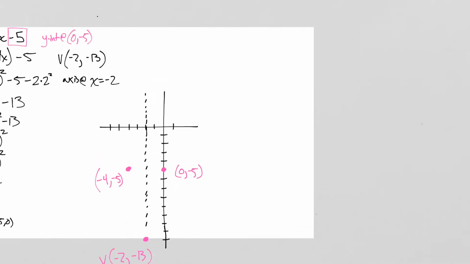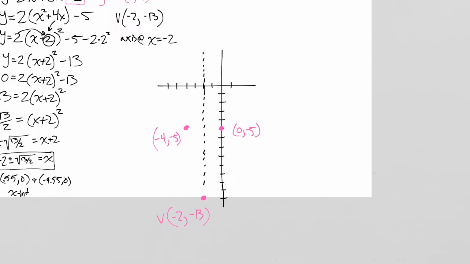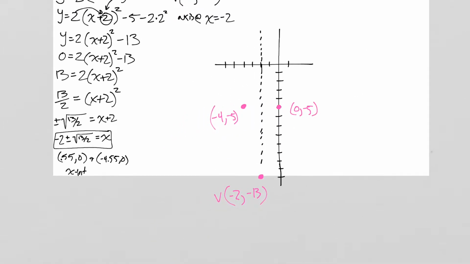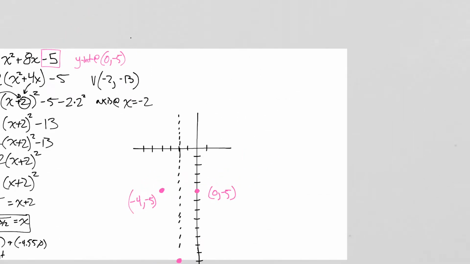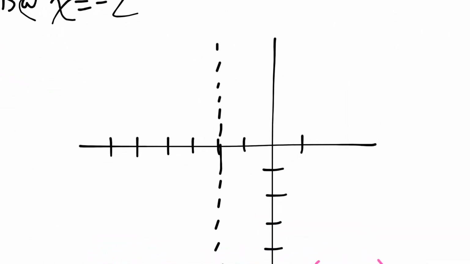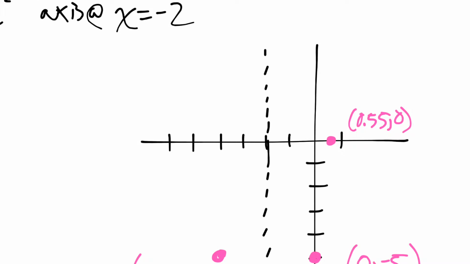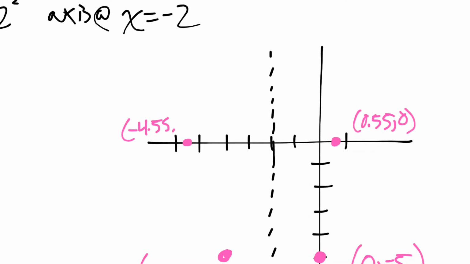And now our x-intercepts, which are at 0.55 and -4.55. So 0.55 is going to be right about there. So call that (0.55, 0). And then -4.5-ish should put us right there. (-4.55, 0), right there.